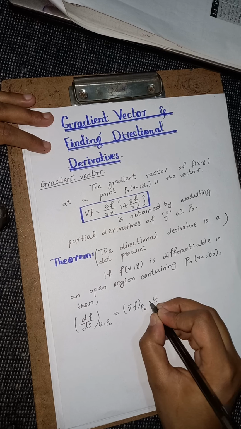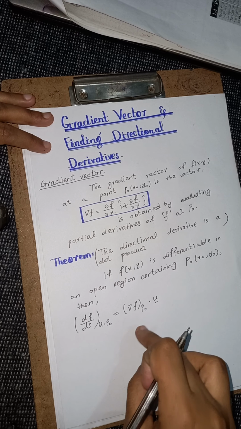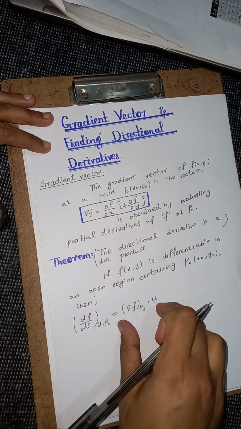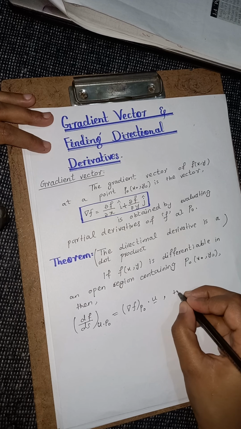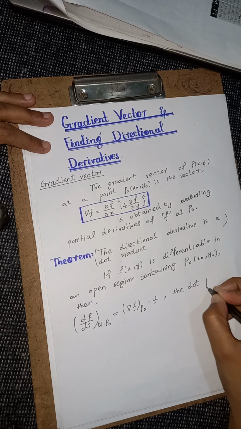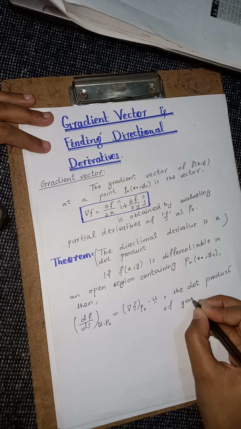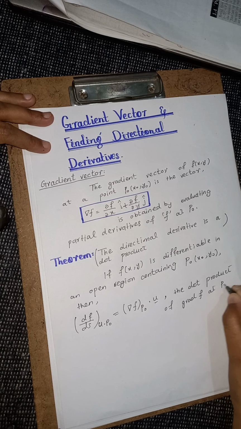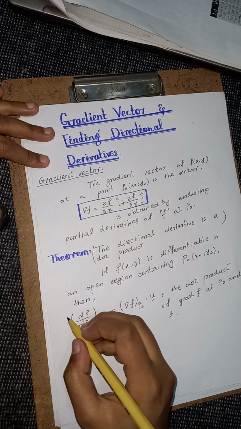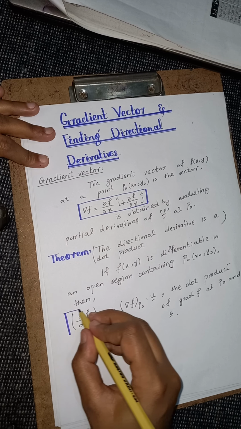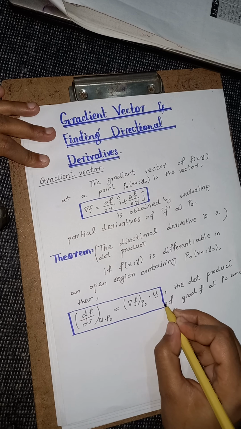It means that first of all you need to find your function's gradient at a particular point, and then you need to take the dot product with the given unit vector, which is basically the dot product of the gradient of f at p naught and u. This is as I explained here. Okay, and this is the formula for finding the directional derivative at a point p naught in the direction of a unit vector u.